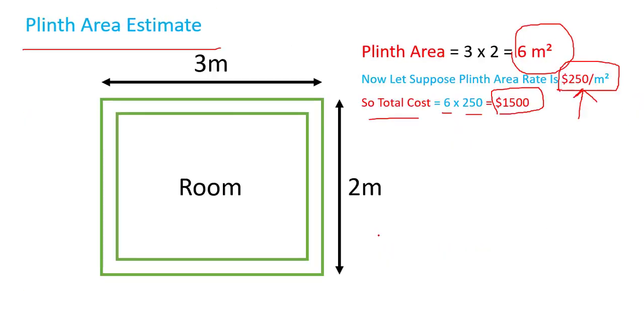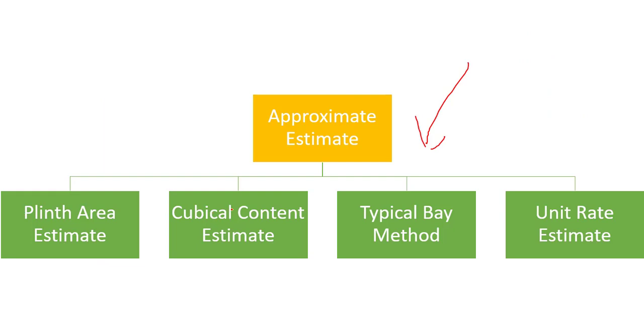So these are some approximate estimates: the plinth area estimate, the cubical content rate estimate, the typical bay method, and the unit rate estimate. In the next tutorial we will look at some examples regarding these estimates as well. So I'll see you in the next one.